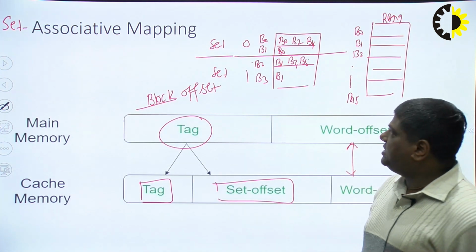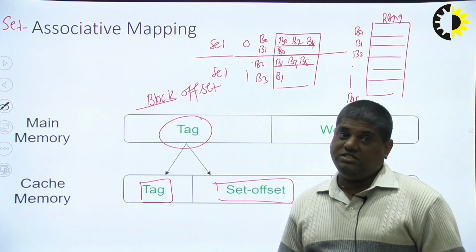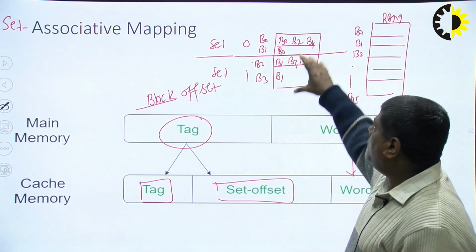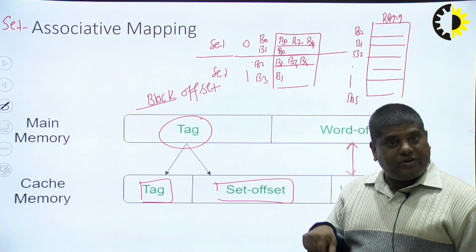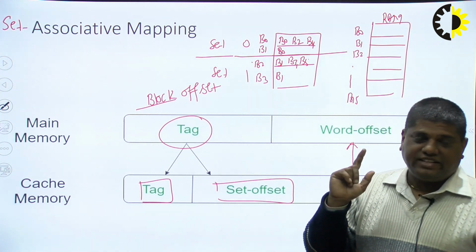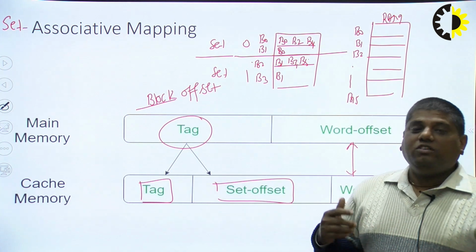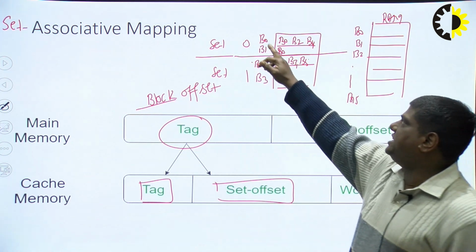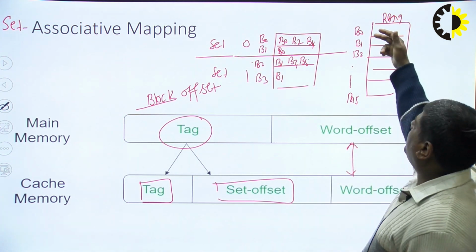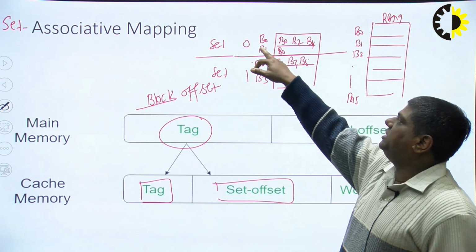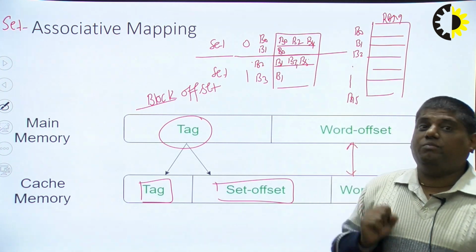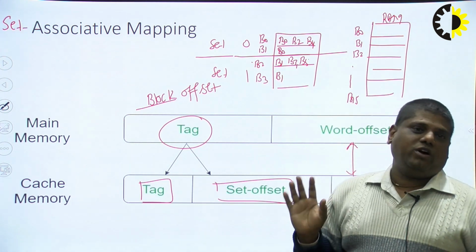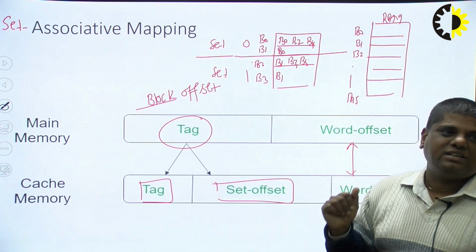Now we explain set associative mapping. Set associative mapping is the combination of direct mapping and associative mapping. It means the whole cache memory is classified into n number of parts, or we can say n number of sets. Here we can divide this memory into two sets, set 0 and set 1. It means block B0 can be placed in set 0, but in any block within it. B1 can be placed in set 1, but in any block. This is the concept of set associative mapping.